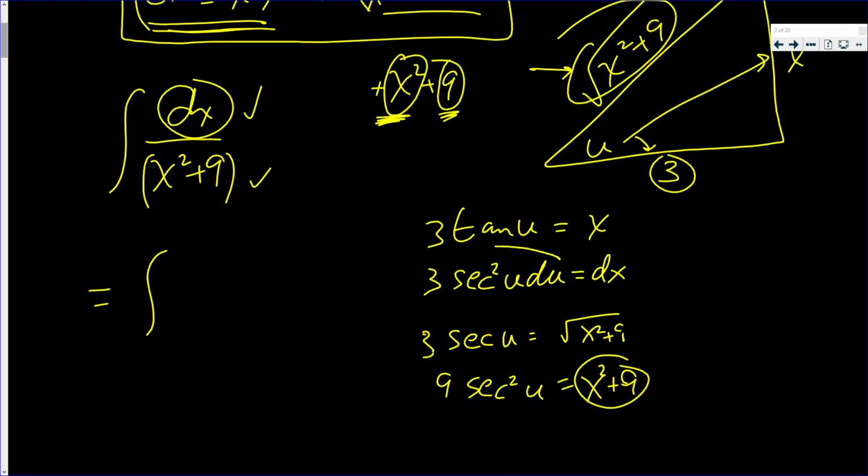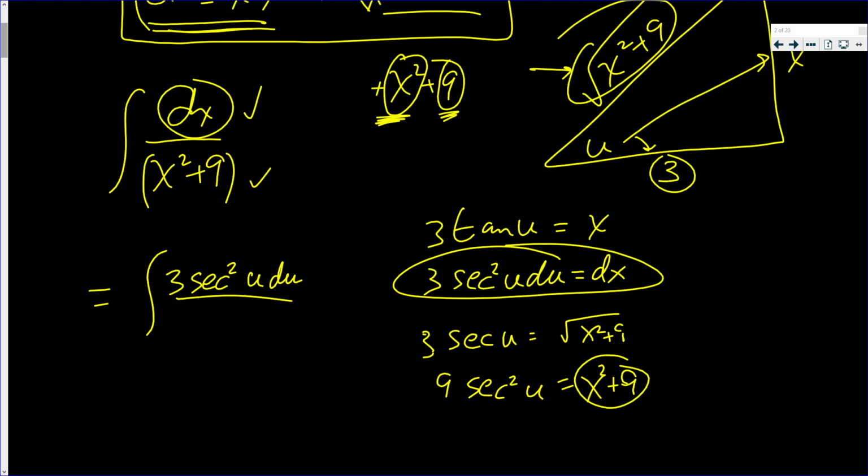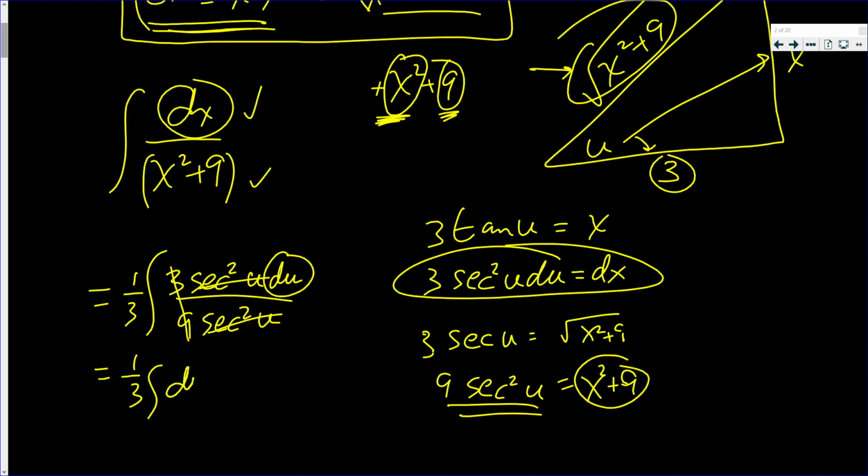dx is no random guessing or trying to remember. Just look, read it off. That's dx. And x squared plus 9, that's 9 secant squared u. Well, secant squared u canceled out. 3 over 9 I can pull out in front as a third. So all that survived was du. And the integral of du is u.